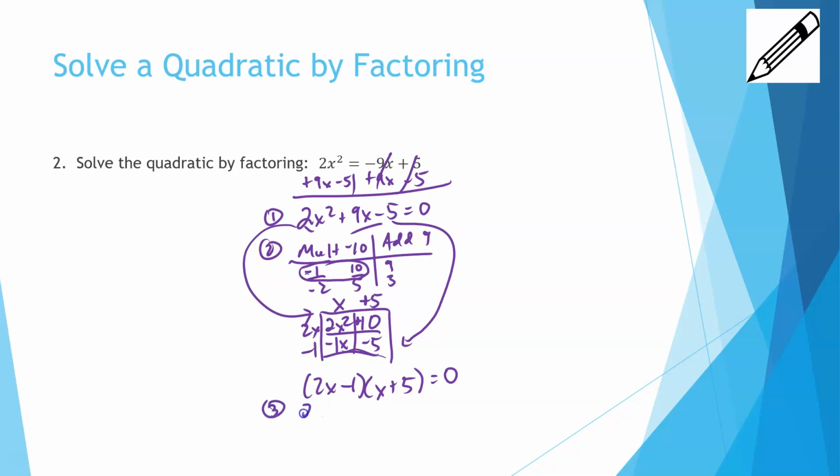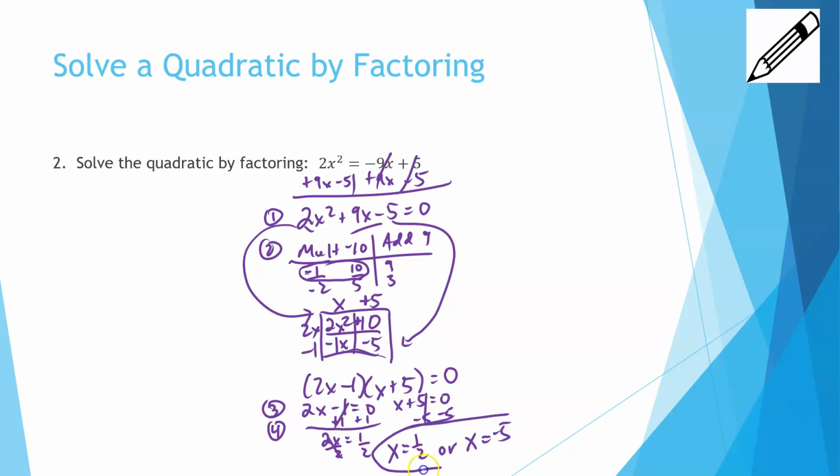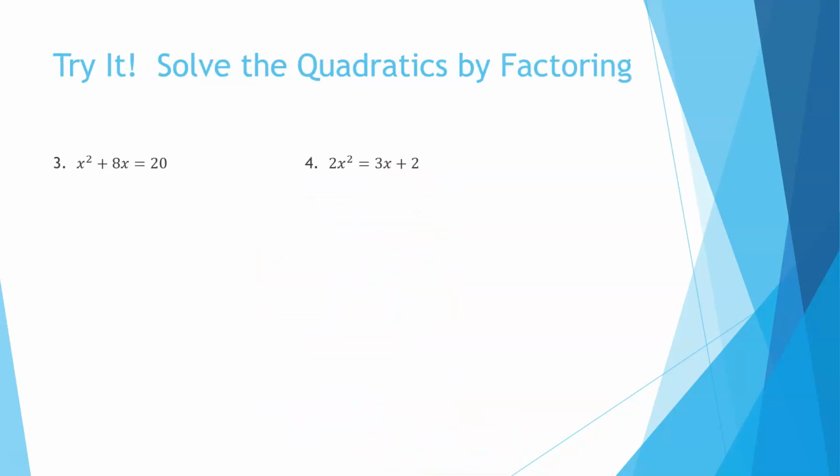Step 3 is to set each factor equal to 0, because we need to figure out when each of those things equals 0. And step 4 is to solve for x. So you can see here, when a is not 1, you're going to have an extra step in the solving. x equals 1/2, or x equals negative 5. Okay, so if a isn't 1, you're going to end up with fractions as part of your zeros. Okay, now I want you to pause the video and try these 2 on your own.